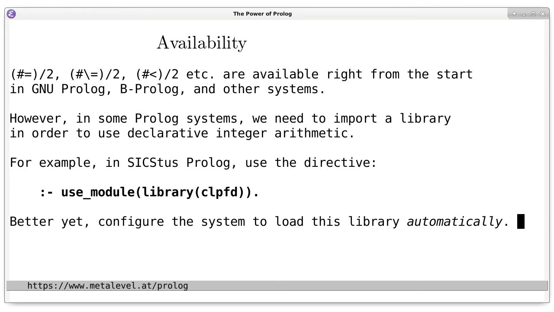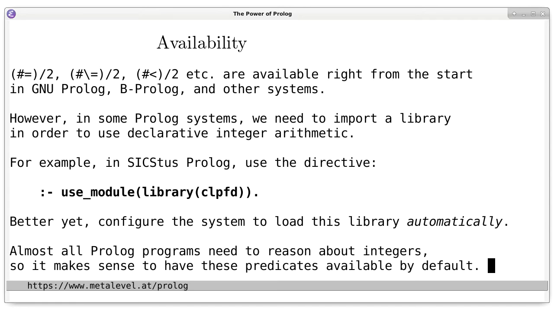And I recommend that you configure your system to load this library automatically every time you start the system, because almost all Prolog programs also need to reason about integers, and therefore it makes sense to make these predicates available by default.